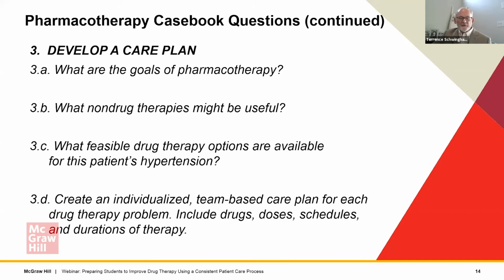You first need to consider the patient's situation, the comorbidities they have, the disadvantages and advantages that each drug or drug class might offer for that specific patient before deciding on a specific drug regimen. So it's really important not to skip this step. Only after you've considered all of the feasible options should a specific drug regimen be created, an individual team-based plan for each drug therapy problem with specific doses, drugs, schedules, and durations of therapy.